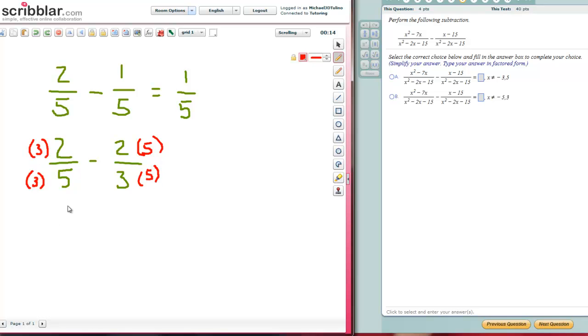And so we'll end up with 6 over 15, and that's going to be minus 10 over 15. And now that we have a common denominator, now we can work with the tops. And so it's 6 minus 10, which is negative 4 over 15. And so these same concepts we're going to use with the rational expressions. Same exact thing, except this time we have some variables. And I know students hate variables, but this time we have some variables. So in the problem we have over here, let's clear this up.